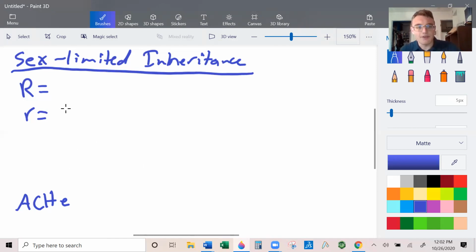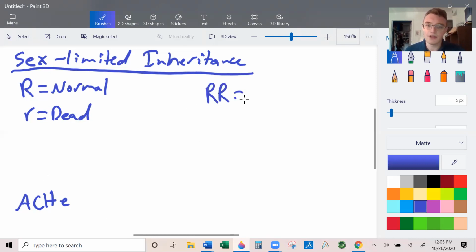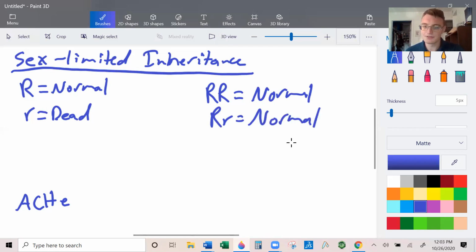Anyway, following my example here, having a big R allele is being normal. And having a little r allele is being dead, because if you don't have the ACHE protein working, you're dead because you can't breathe. So if you are big R, then you're normal. And if you're little r, you're dead.